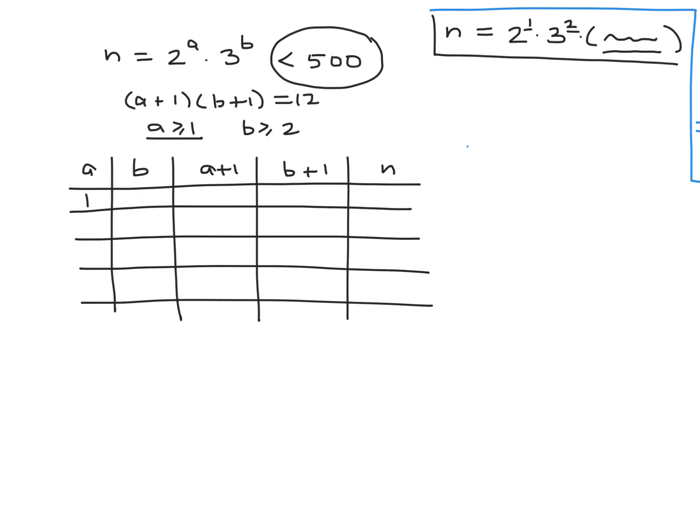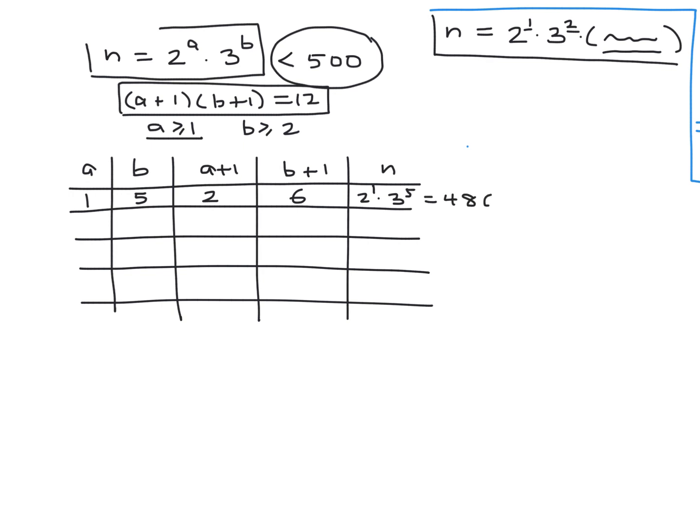Let's make it 1. If that is 1, then according to this equation, that's 2 times something is 12, so 6. So B's got to be 5. So that means A plus 1 was 2 and B plus 1 was 6. And then therefore N, if you put those in and do the math, is 2 to the power of 1 times 3 to the power of 5, and that is 486. And that is indeed less than 500, so that works. That's a legit number for N.